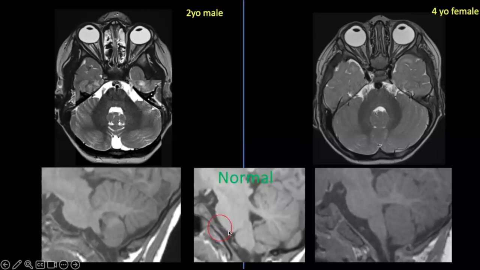Here's a normal case. So parasagittal plane, pontomedullary junction, you should see ascending in the pontomedullary junction a thin linear area of intermediate signal. This is the abducens nerve heading towards Dorello's canal. Here it's absent on the left and it's absent on the right. So both patients have no abducens nerves on either side.